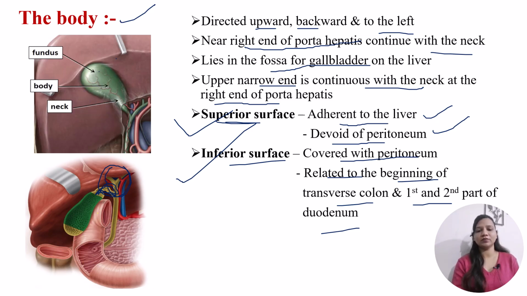So in the body we have seen two surfaces, superior surface which is directly adherent to the liver and it has no intervening peritoneum between them, and second is the inferior surface which is entirely covered with peritoneum and related with the beginning of the transverse colon, and also the first and second part of the duodenum.